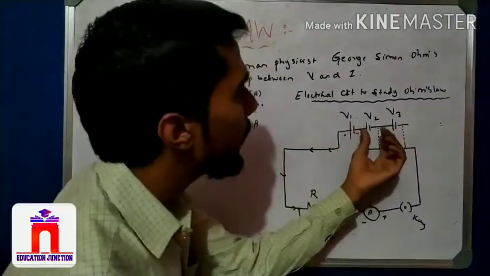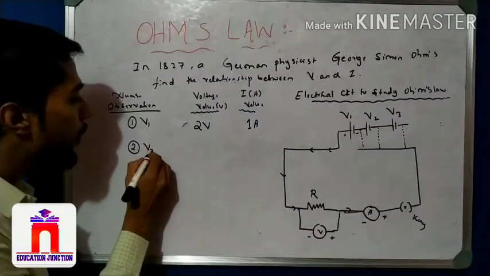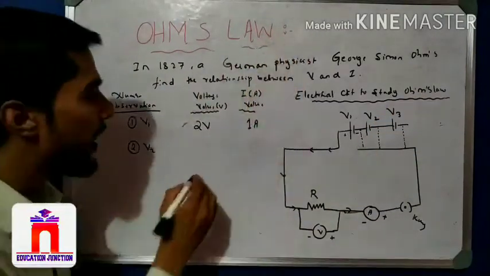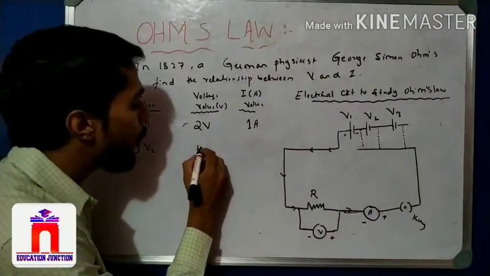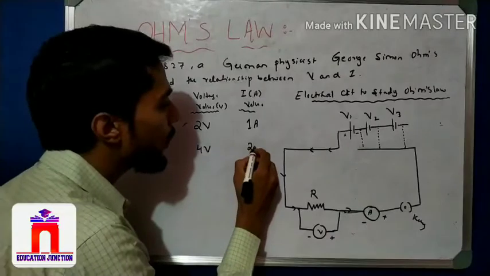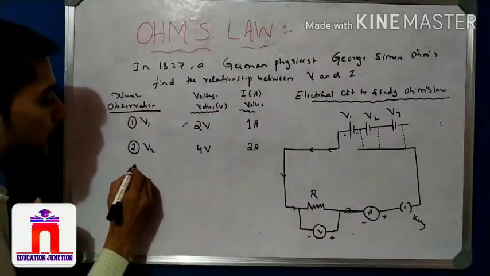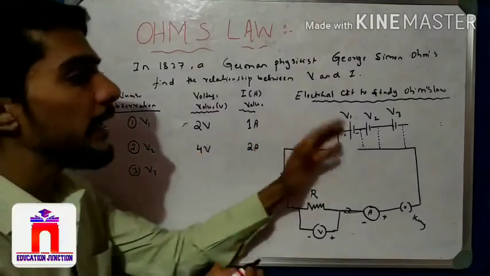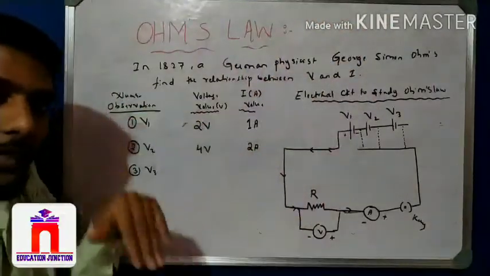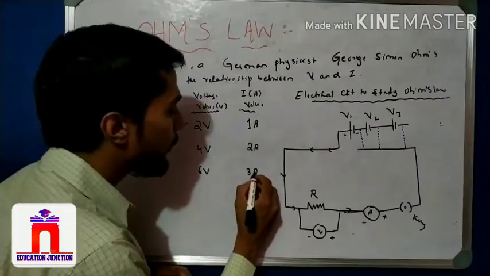When we apply V2, conditionally it must be increased, so we can use 4 volt. So what about the current? It is 2 ampere showing. Then the third observation, and the third voltage is again increased compared to 4, so we take 6 volt. Then you observe that the current is 3 ampere.